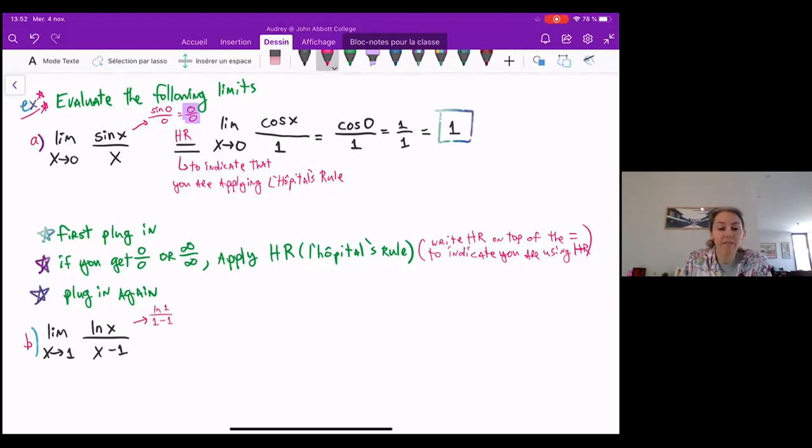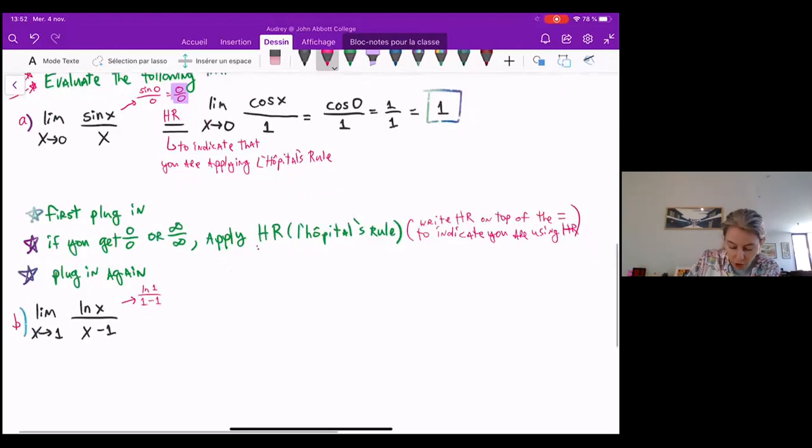So ln of 1 is a value that you can put into your calculator, but it's also a value that shows up quite a bit when you're doing L'Hopital's rule. So it's useful to know that it actually just equals 0. So that's 0 over 0, which means that I am allowed to apply L'Hopital's rule here.